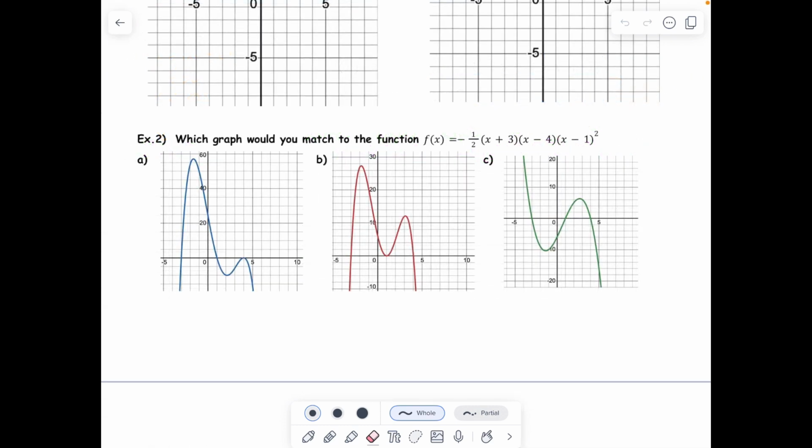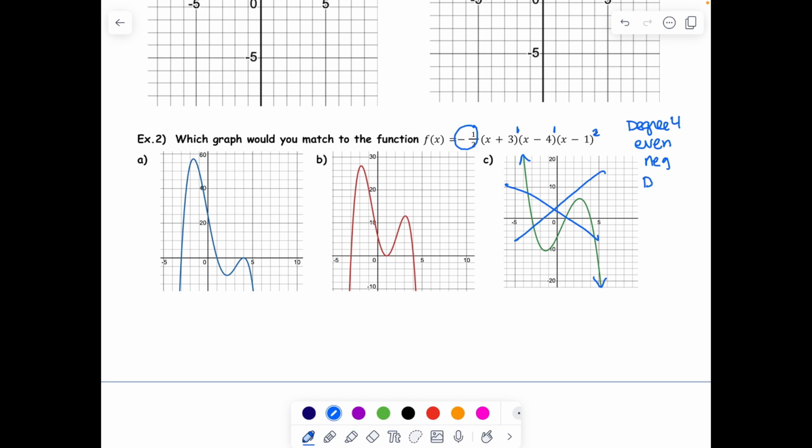For example 2, what we're going to do is try to pick which graph would match the function that we are given. So let's just first look at degree. So this is 1, 1, 2. So this is degree 4, which is even. So that means they have to go the same direction. Well, you can see on C, it's going in opposite directions. So we're going to throw that one out, okay? Also, this leading coefficient is negative. So it's going to be going down, down. But you can see how both A and B are also going down, down.